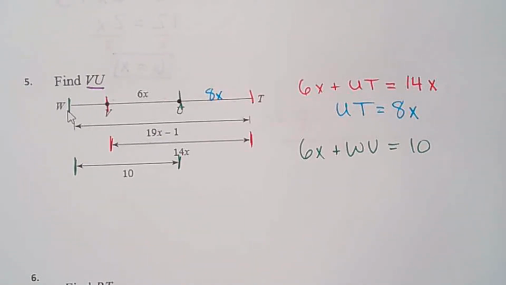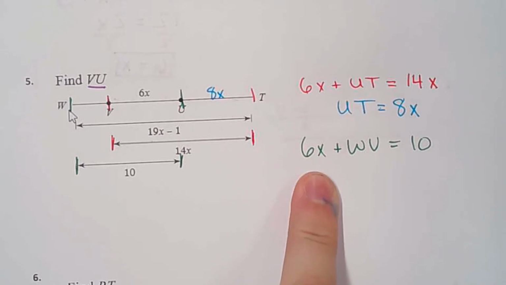So once again, we're going to get WV on its own. We're going to get WV equals a bunch of junk. That's fine. How do I move the 6x? I can move the 6x. How do I do it? Subtract it. We always can move stuff.